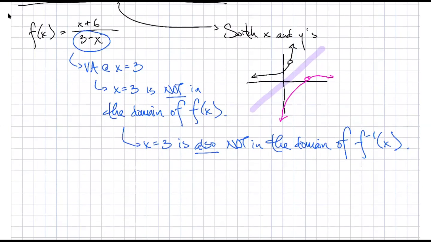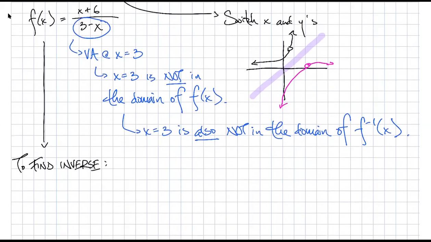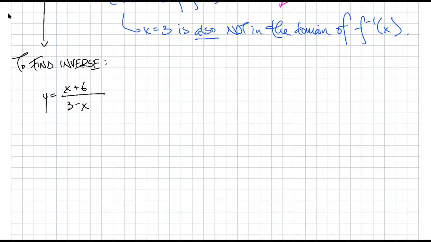So now let's get to finding the inverse, right? To find the inverse, we're gonna write it as y equals x plus 6 over 3 minus x, right? We're gonna switch our x and y, so x equals y plus 6 over 3 minus y, okay?